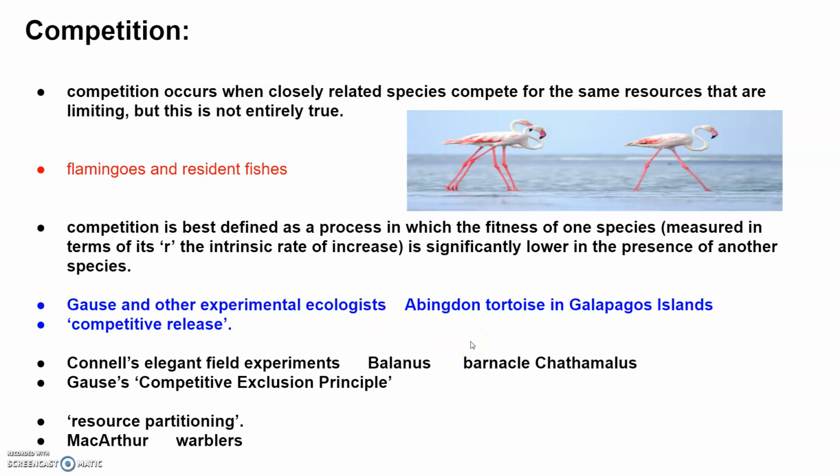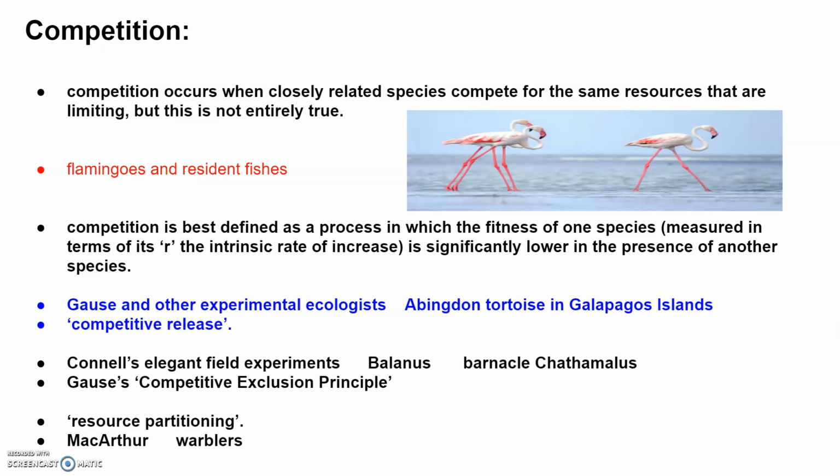However, strong and persuasive circumstantial evidence does exist in some cases. The Abingdon tortoise in Galapagos Islands became extinct within a decade after goats were introduced on the island, due to the greater browsing efficiency of the goats.